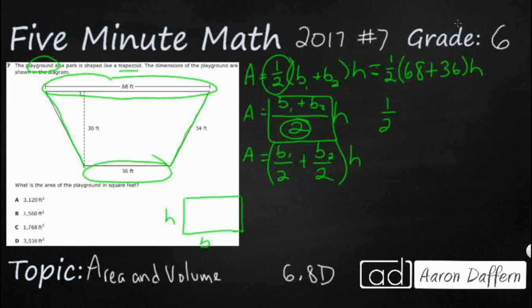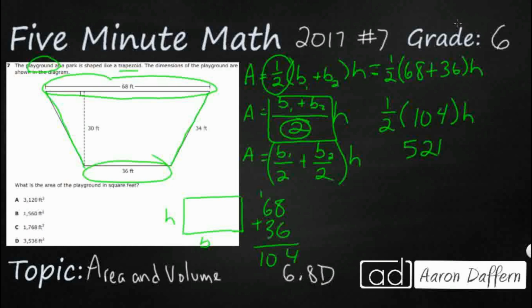So let's see, 68 and 36, that's going to be 104. All right, so 104 divided by 2, or 104 multiplied by 1/2. Either way, you're going to get 52. That's the average of 68 and 36. That's the midpoint right there.